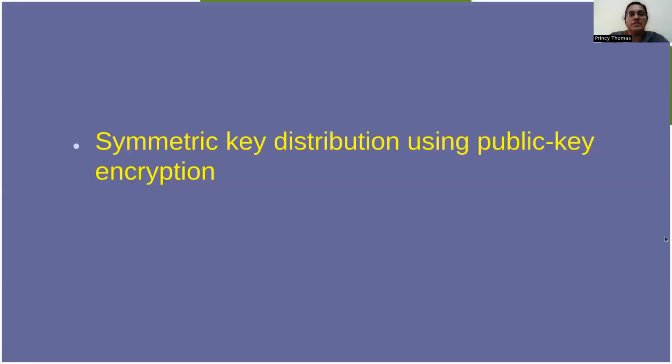Hello everyone. Today we are going to do a very small topic, symmetric key distribution using public key encryption. Earlier we had already looked at symmetric key distribution using symmetric key encryption. Now we are going to look at how it can be done using public key encryption. It's very simple.